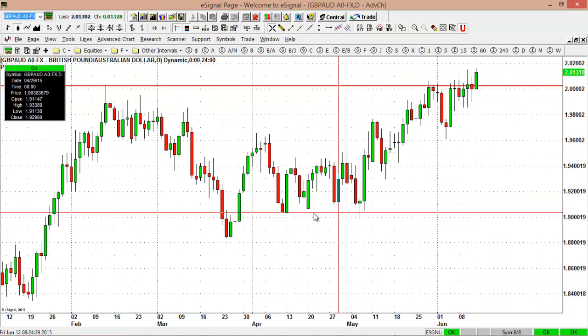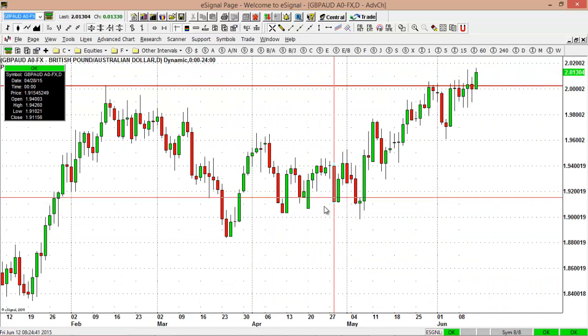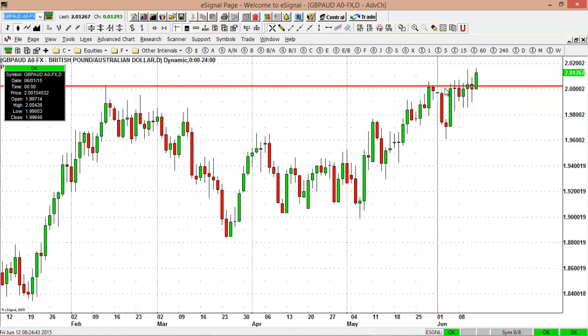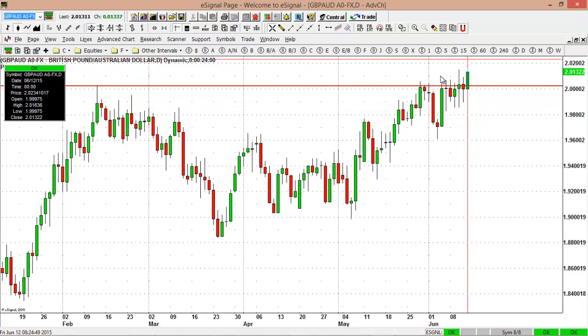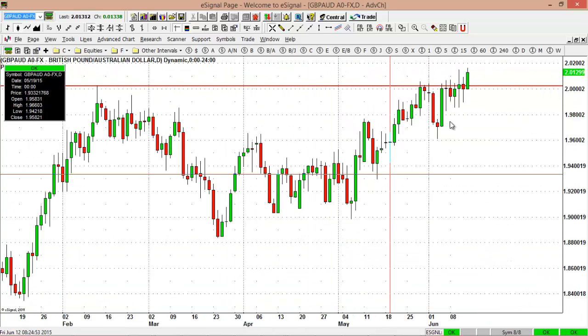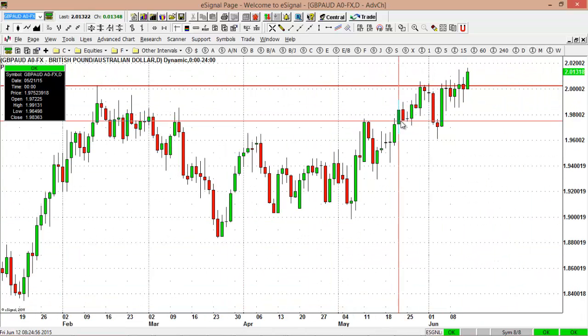We were long this pair from the 192 region. We took some profits. We entered long again. The market stalled. We took some profits again. And now if we break out to new highs, I can see that we may enter another long trade in this pair.